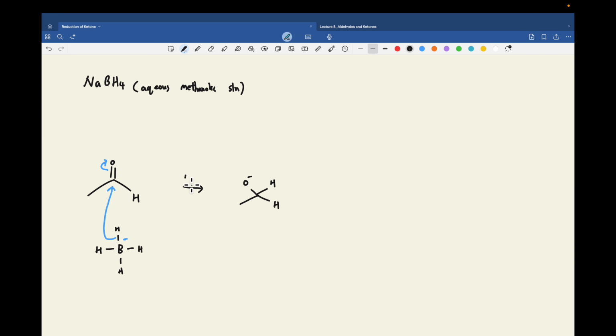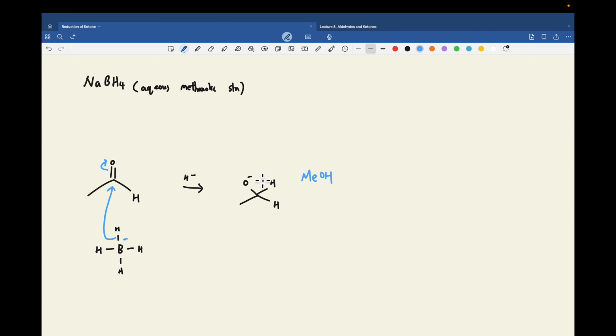So one hydrogen is added, and from here on, the oxygen will not grab the borohydride, and that's because it's not reactive enough. As I said, the lithium aluminum hydride can react more vigorously than this reducing agent. So that's why we need the methanolic solution as a proton source to protonate our tetrahedral intermediate.